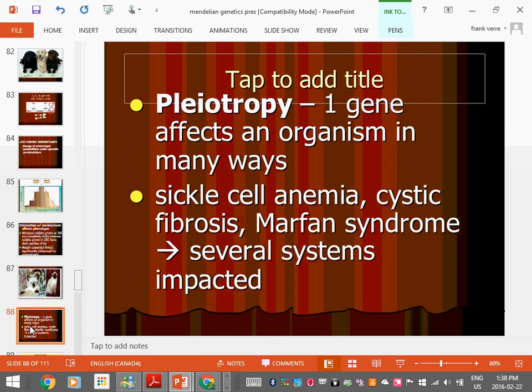So, again, we're looking at genetics that is a little bit more complicated. We've made the assumption that a gene controls one characteristic, and that's it. Pleiotropy is when a gene has many effects.